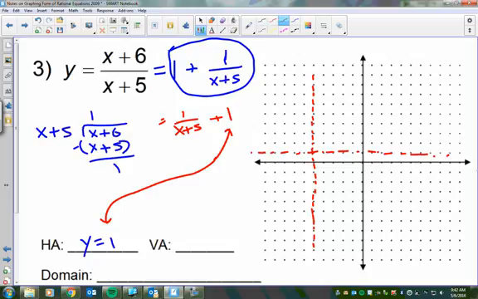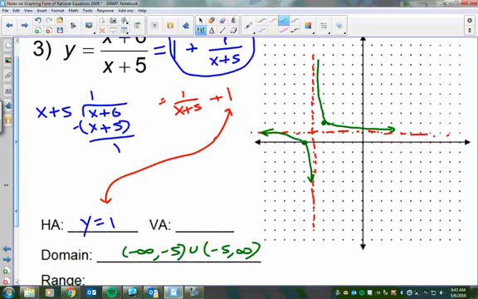I don't know if I answered your question, but this one's a different parent function. So on the right, you go up one, right one, and draw that branch. On the left side will be below. Left one and down one. Of course, the domain does not include -5. The range is different now because it's everything except for 1. Yes?